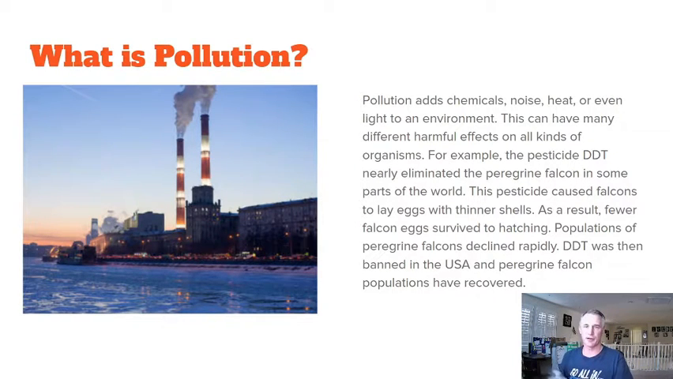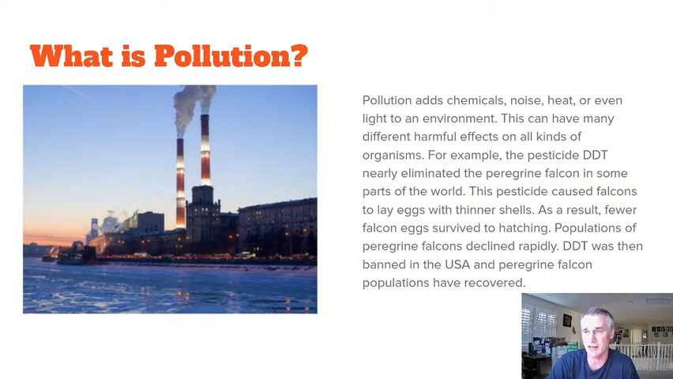All right, let's move on to pollution real quick. Pollution adds chemicals, noise, heat, or even light to an environment. This can have many different harmful effects on all kinds of organisms. The best example, or a common example, is the pesticide DDT. The peregrine falcons almost went extinct because of this. Back in the 70s, this pesticide was basically used on all kinds of farms and stuff like that.